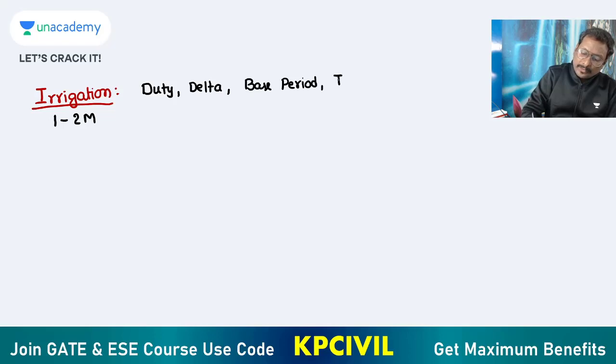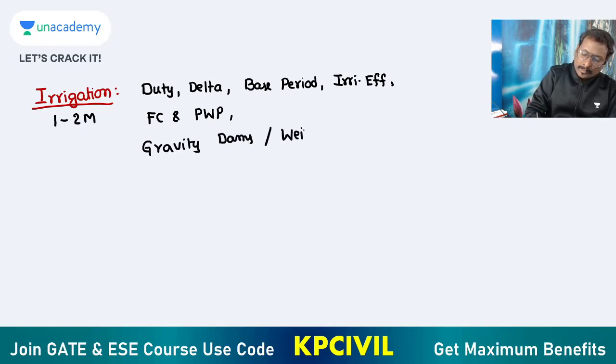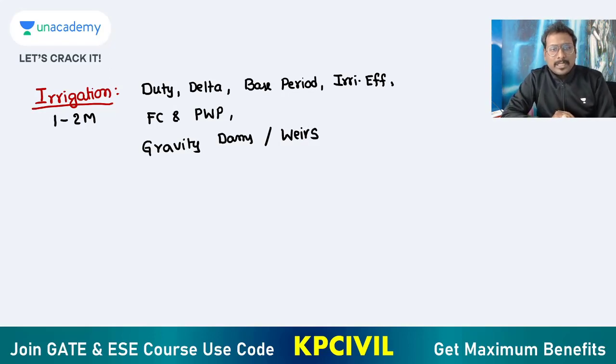Efficiencies, irrigation efficiencies. Field capacity and permanent wilting point studies. After this you focus on gravity dams, gravity dams or weirs. Mostly these are the topics. Better you study irrigation last, because we may not expect questions from irrigation. So these are small topics only, easily you will finish them.